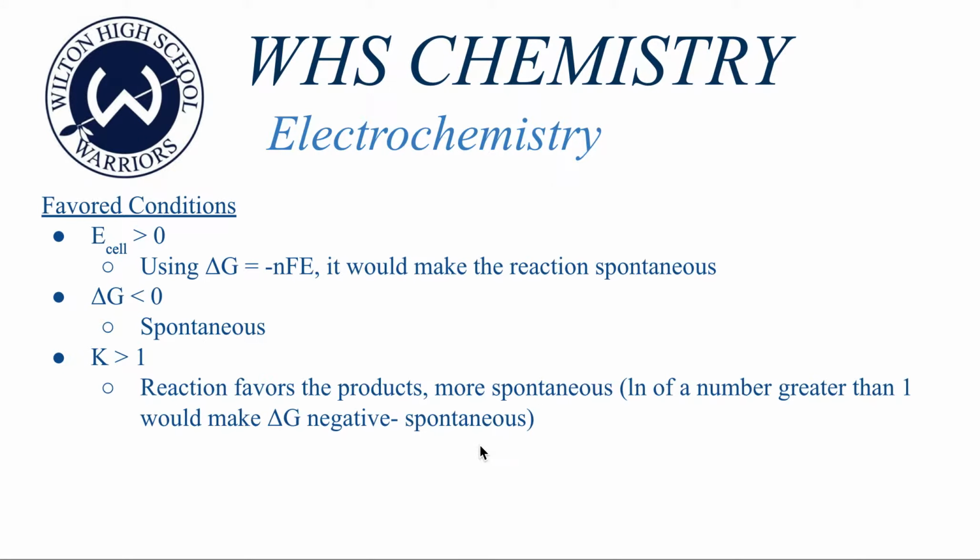So favored conditions, like I talked about in the last few slides: E cell is greater than 0, because when you use that equation, you get that it would be spontaneous because delta G is negative. Obviously, when delta G is negative, it's spontaneous, the second point here. And when K is greater than 1, the reaction would favor the products. Therefore, it would be more spontaneous.